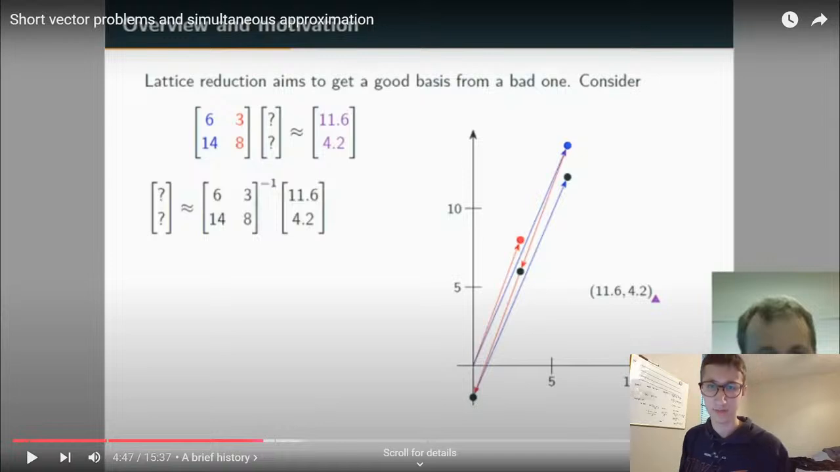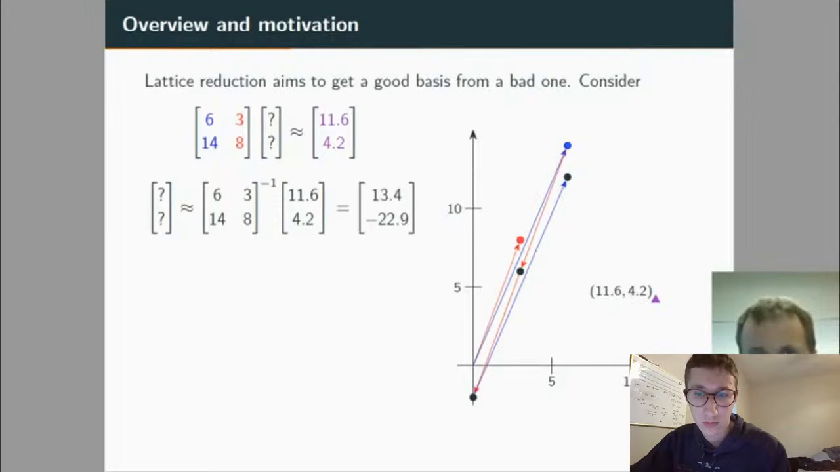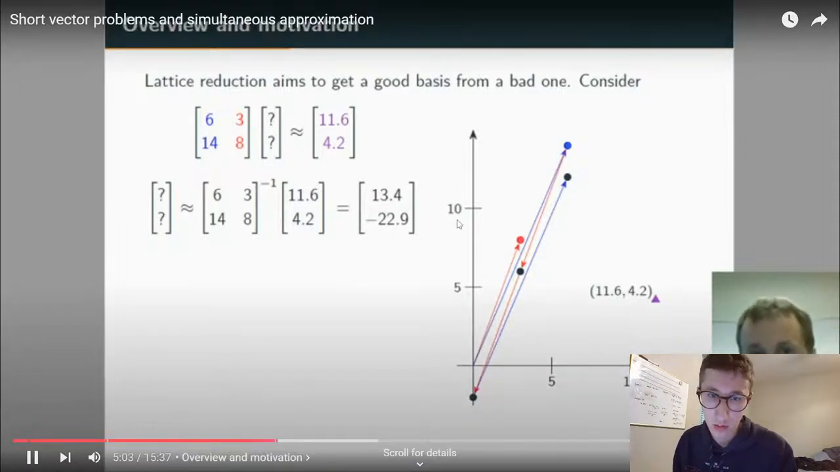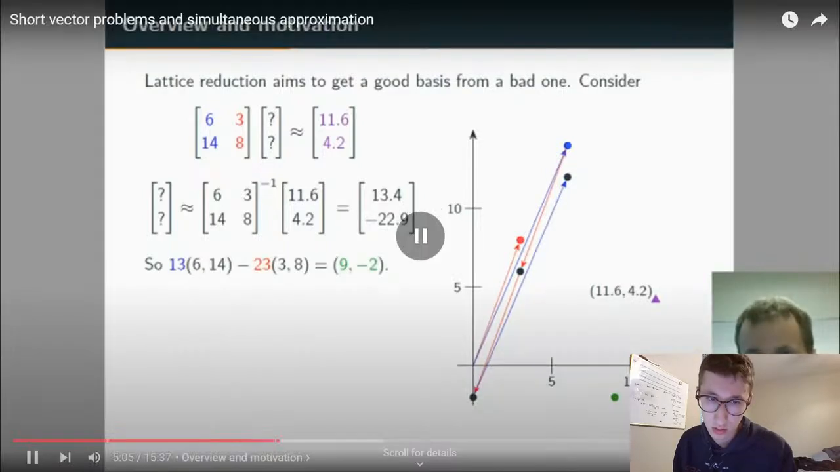Then he says, so now we have 6, 14, 3, 8. Yeah, I think this works. The question mark should roughly be equal to that matrix product. So we can do that multiplication. We get out 13.4, negative 22.9. That's what we'd like to put in there. But remember, for a lattice, these have to be integers. So at least my best guess would be 13, negative 23, rounding each one to the nearest integer.